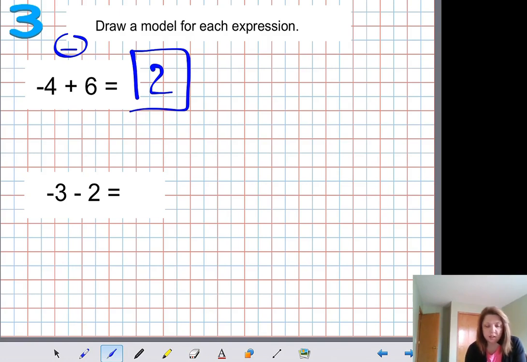Then -3 minus 2. When we have two negative numbers, we're adding those. So 3 plus 2 is 5. And also, when we're adding two negatives, we keep the negative sign as well. So -5 will be the answer for this. Next examples.